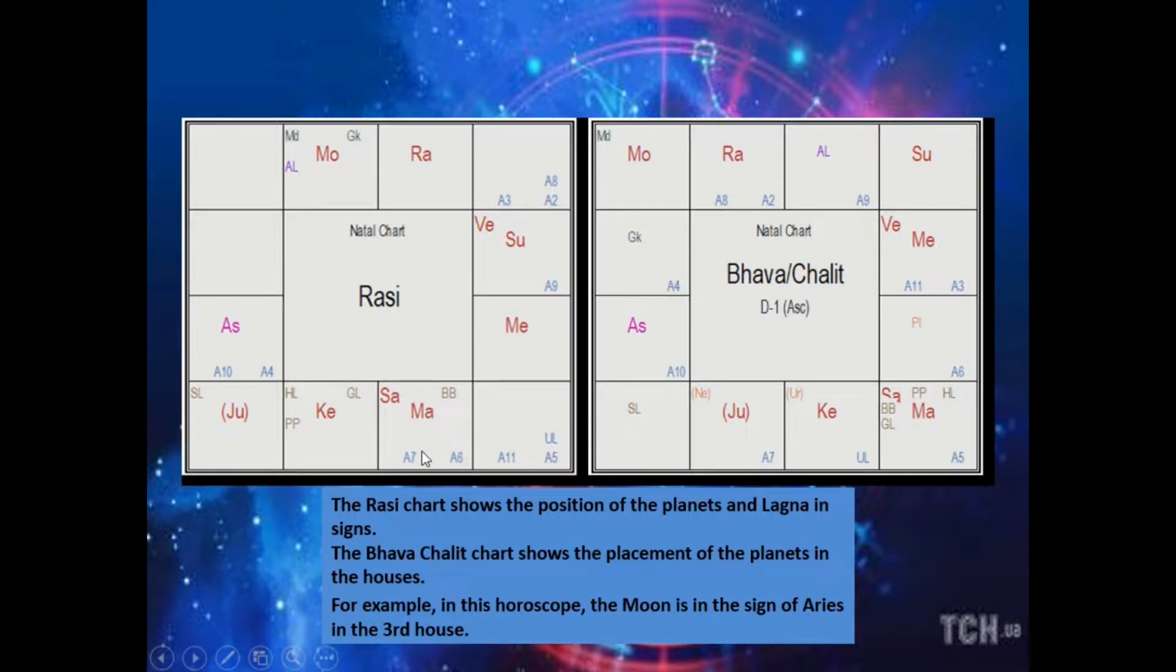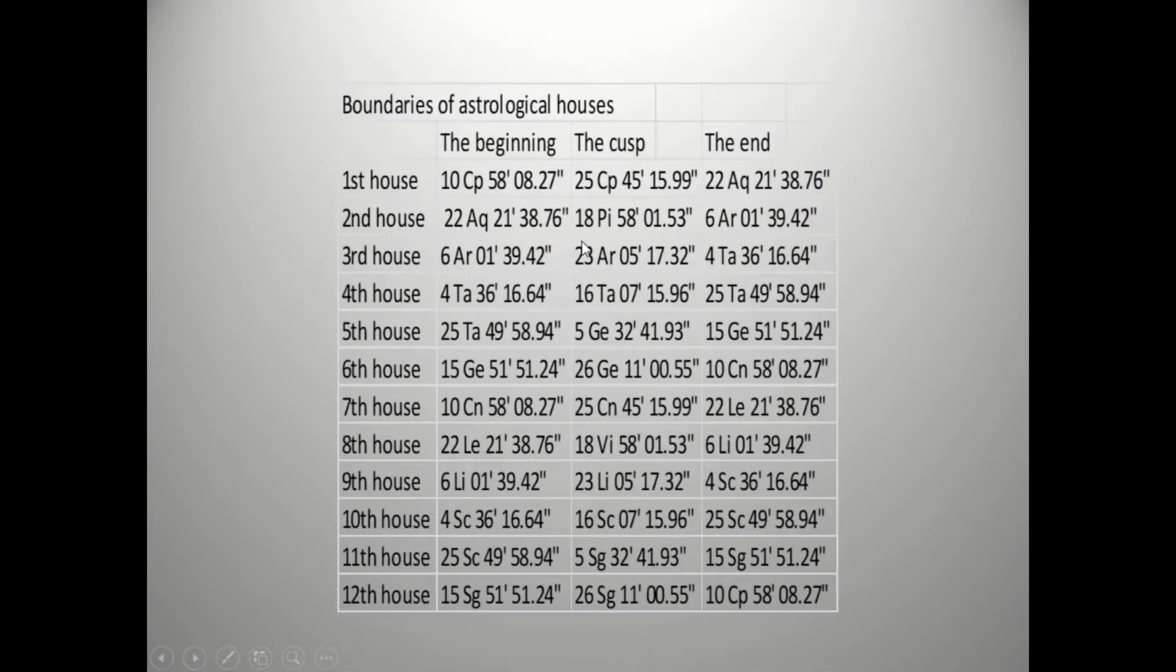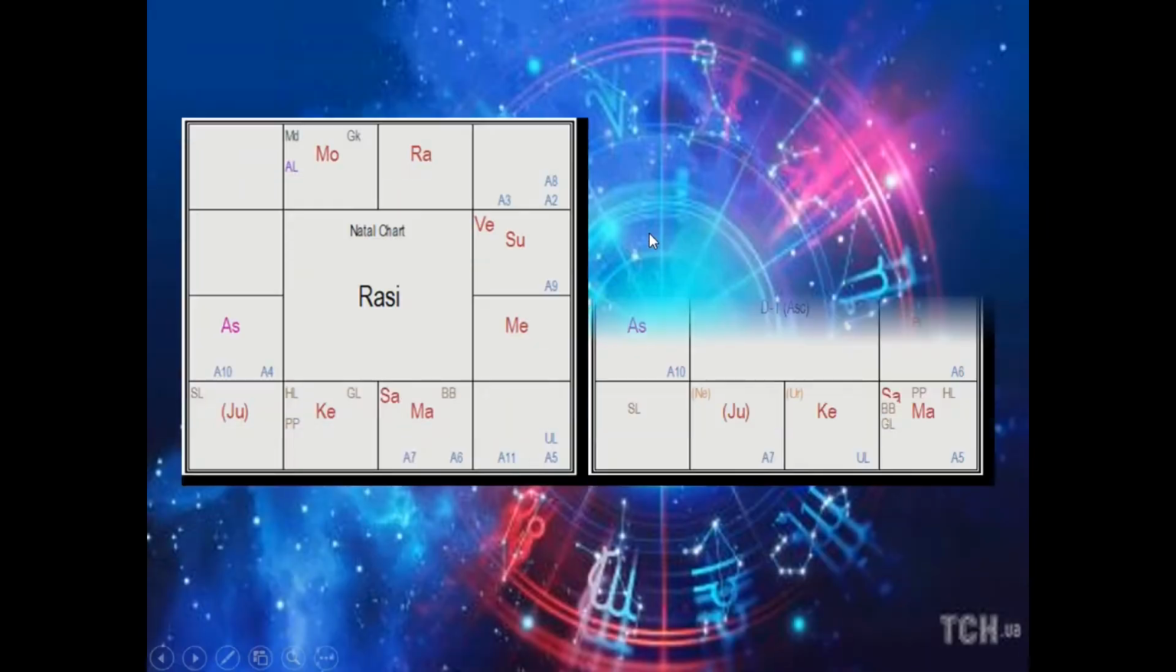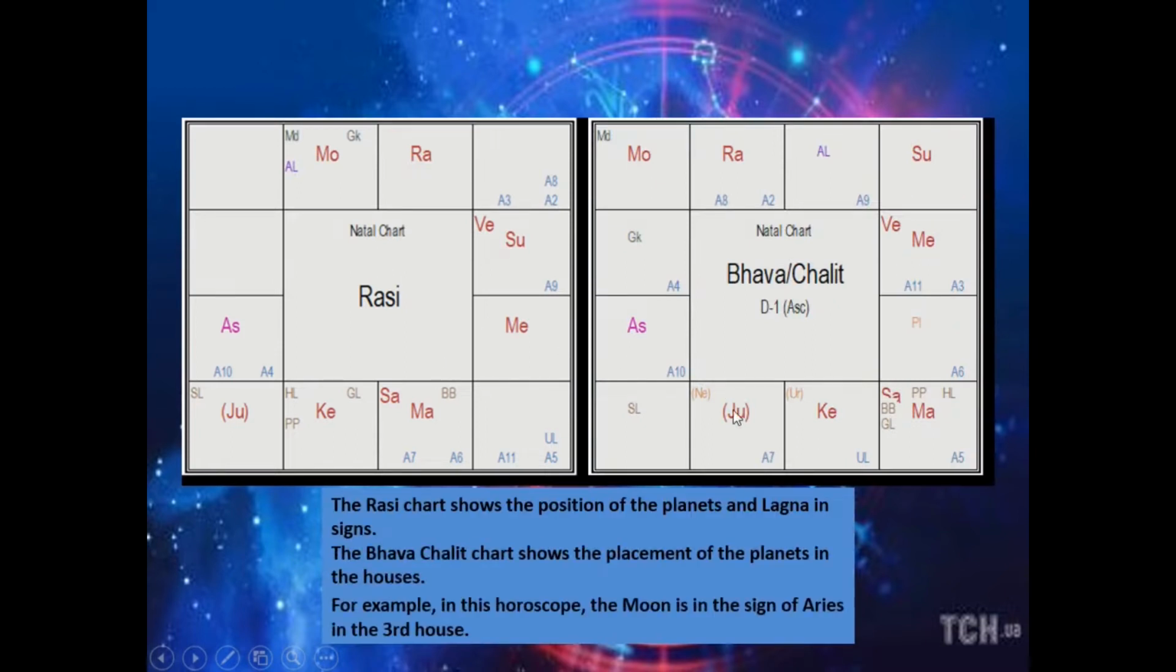Now look at the location of the cusp of the second house. In this example, this is the sign of Pisces. The lord of Pisces, Jupiter, is located in the 11th astrological house according to the Bhava Chalit chart.